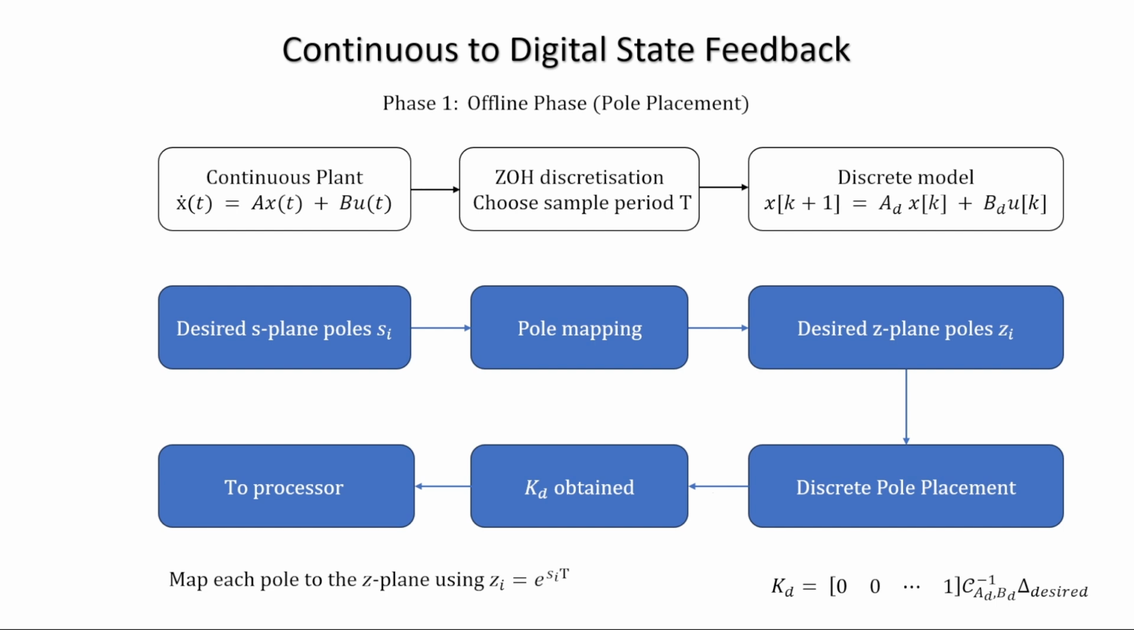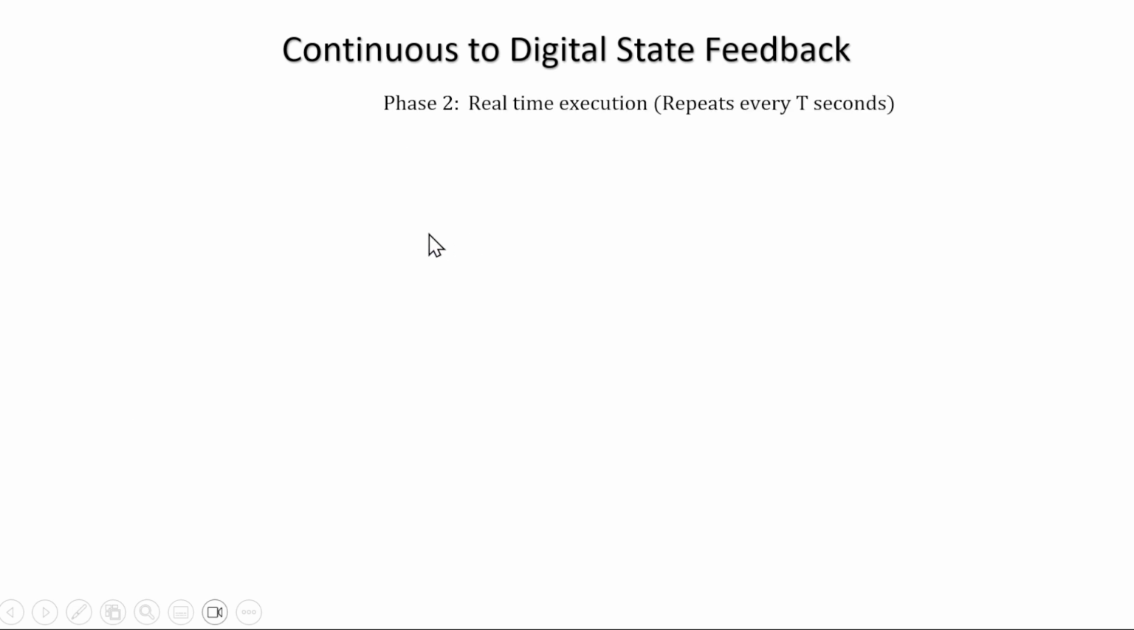Now what happens in real time? Whatever I have talked about so far, the part where I find KD, is done offline. Once I have found KD, we can move to the second phase, which is the real time execution phase. What happens on the processor at runtime every single sample period? This is what we will look into now.